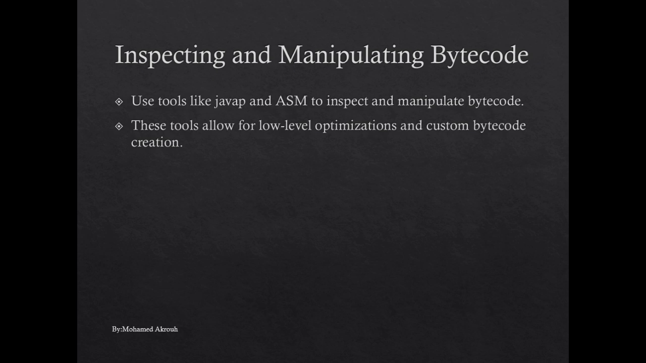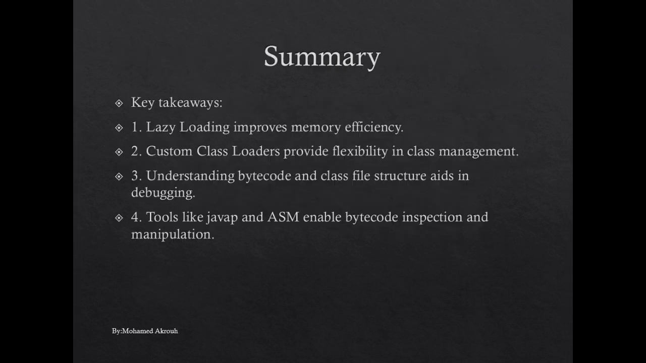To inspect or manipulate bytecode, Java developers often use tools like javap, which disassembles class files into a human-readable format, and ASM, a bytecode manipulation framework. These tools allow you to analyze, modify, or even generate bytecode dynamically, which can be useful for performance optimizations or custom runtime behaviors. Let's summarize the key points.